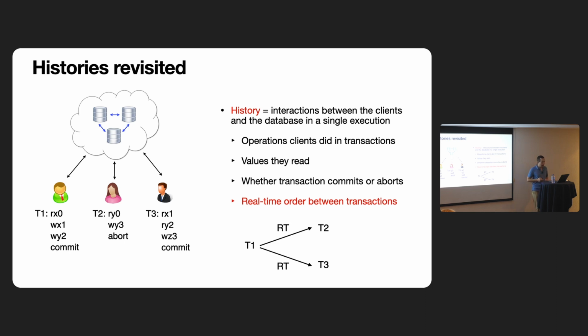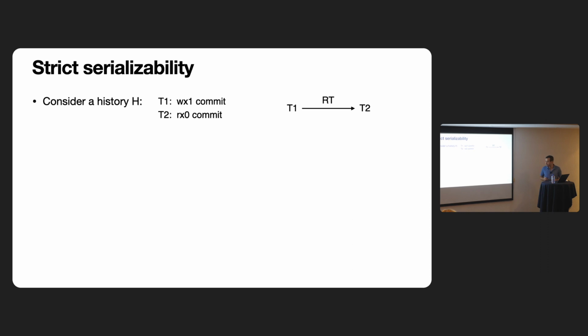And now the definition of strict serializability using this notion of history is going to be like this. So consider a history H. As an example, I'll first take something very simple, say two transactions, both of them commit, and one of them, T1, precedes the other in the real-time order. So this was our previous example where one transaction writes 1 to x and the other doesn't see this write, so reads 0. Right?